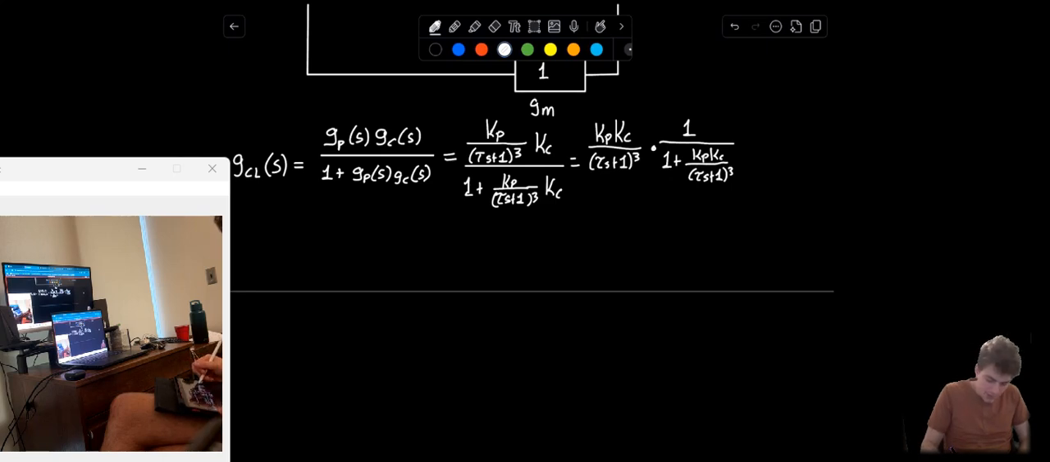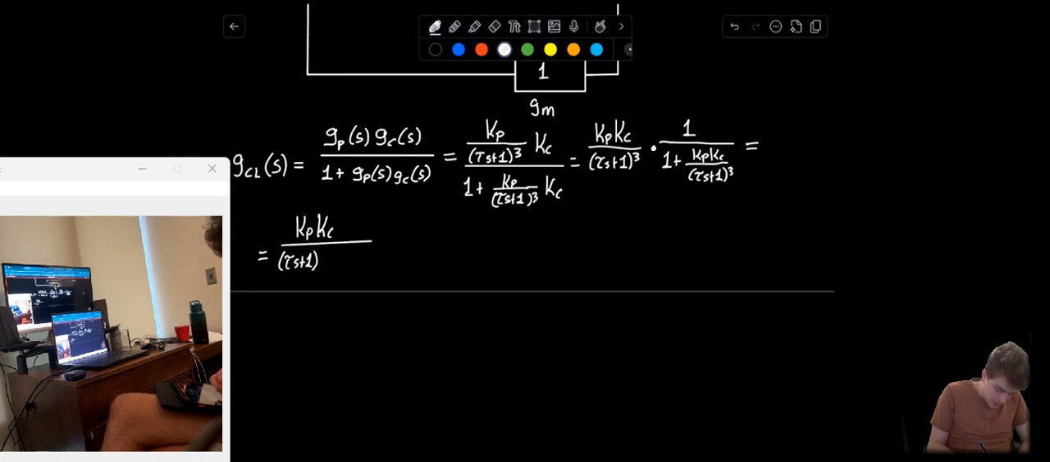And so then when we do that fraction multiplication across, what we end up with is kp kc over tau s plus 1 cubed plus kp kc here, because that'll cancel off the bottom.